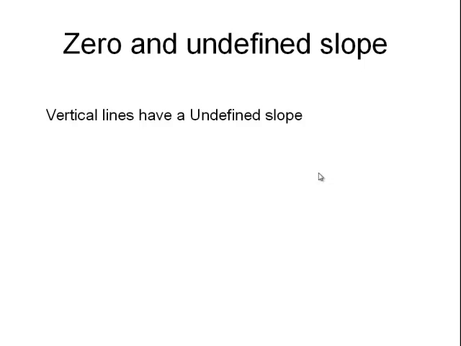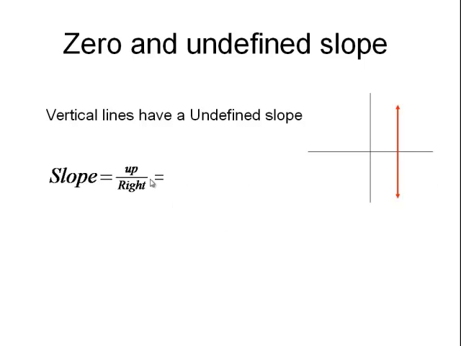Now, there are some special cases for slopes. There's a zero slope and an undefined slope. Vertical lines, if you're going straight up and down, you have an undefined slope because if you have some random point, you're going to go up, but there's no right. You have 0 on the bottom. If you have a point, you can go up 1 unit, but over 0 units. Division by 0 is not defined.